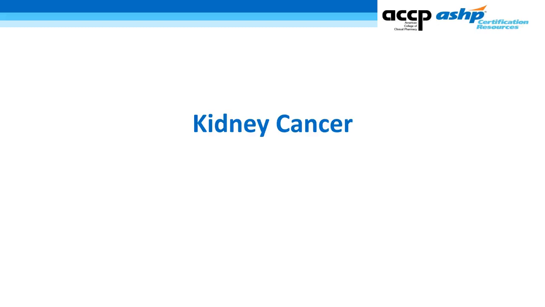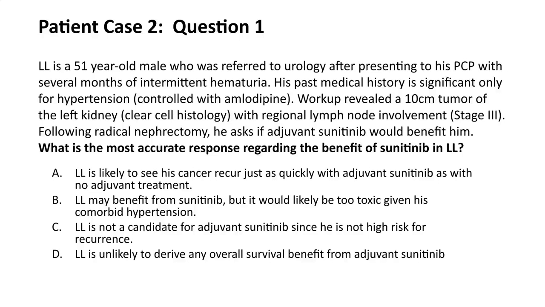Now that we've talked about bladder cancer, let's talk about kidney cancer. In our kidney cancer discussion with a patient case, LL is a 51-year-old male who was referred to urology after presenting to his PCP with several months of intermittent hematuria. Again, most common presenting sign of kidney cancer. His past medical history is significant only for hypertension, which is controlled with amlodipine.